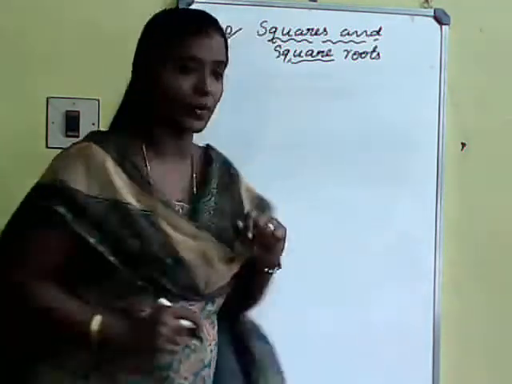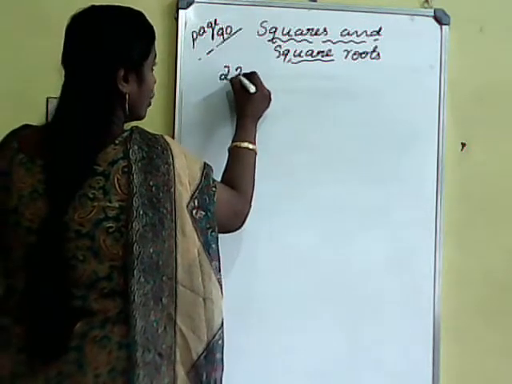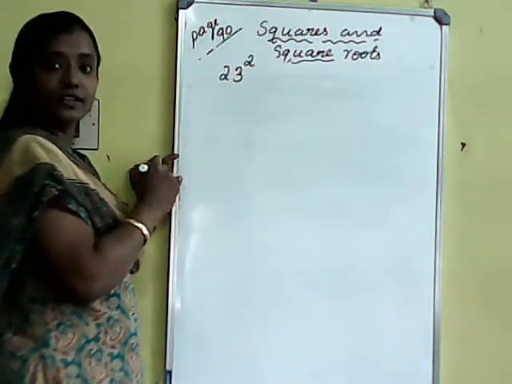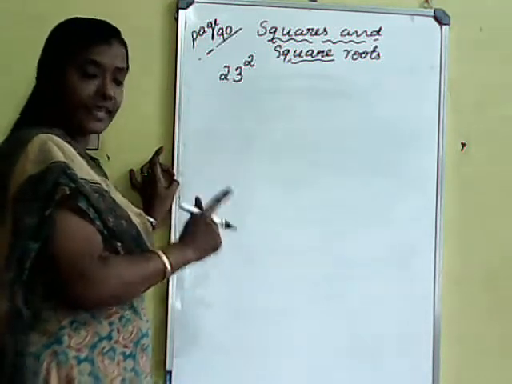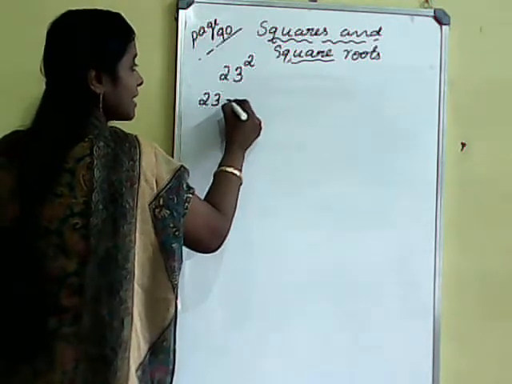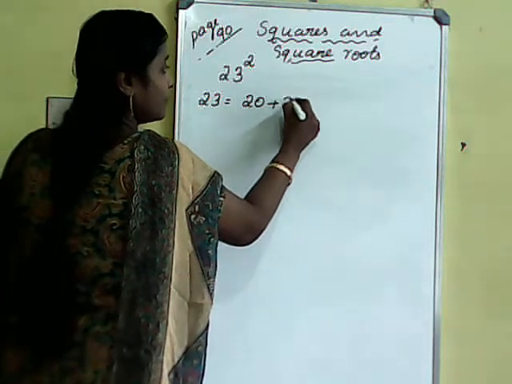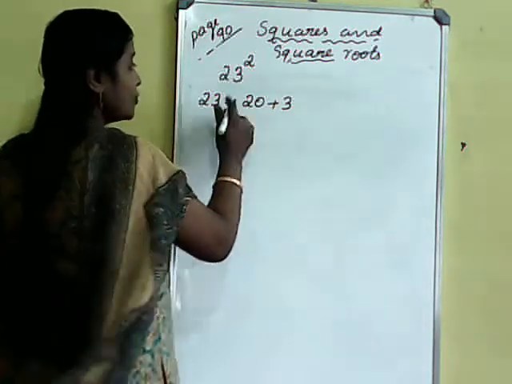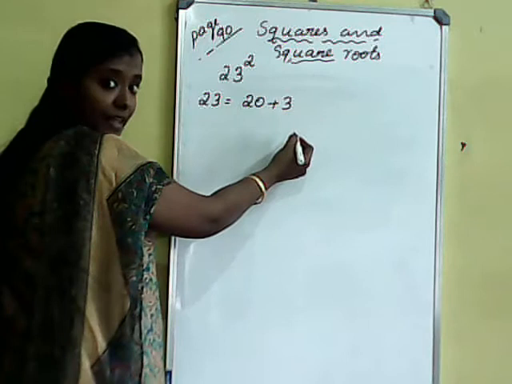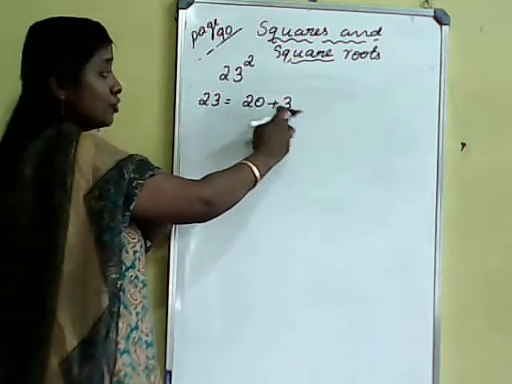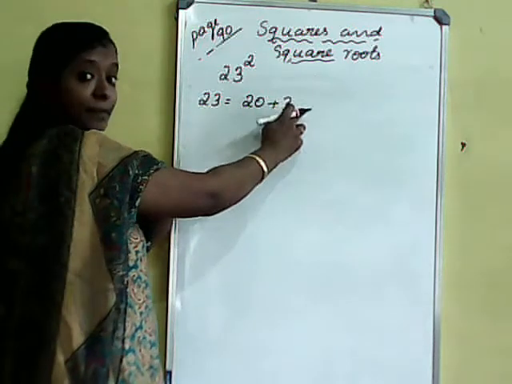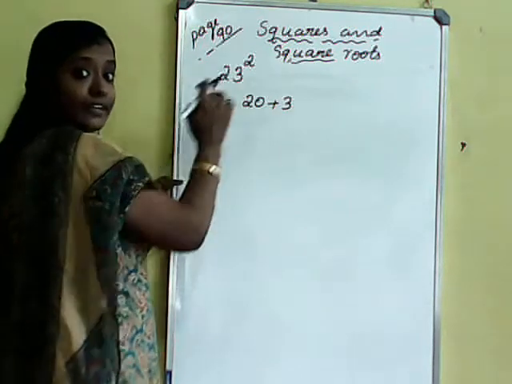Okay. So first question, 23. We want to calculate 23 square. No need to calculate 23 into 23. So we use here, 23 can be written as 20 plus 3. Okay, so 23 is 20 plus 3, nearest to 20, no? So 20 plus 3 is 23. So we can write here 20 plus 3. Next we want to calculate its square.